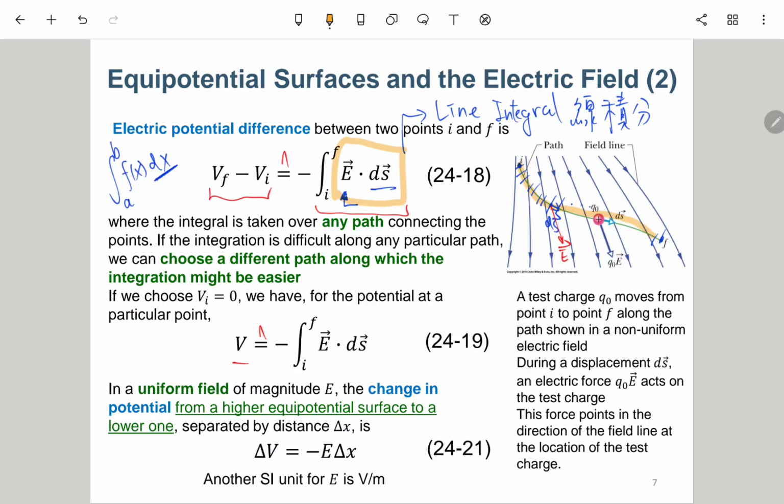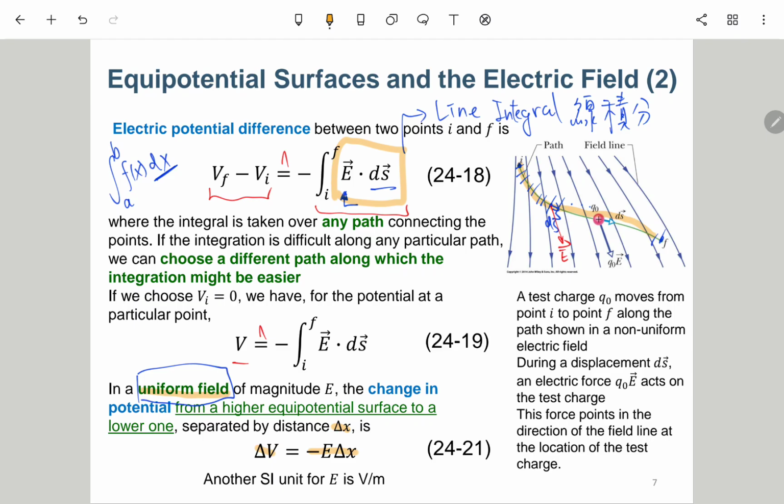Okay, so here we have a special case, which is if we have a uniform E field, so this is really important. Okay, so the change in potential from a higher potential equal potential surface to a lower one separated by distance delta x will be delta V equals minus E delta x.